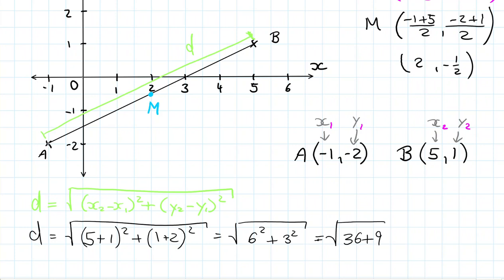36 plus 9. So I'm having the square root of, what's that? 45. Okay, that is the distance between those 2 points A and B. Okay, so far so good.